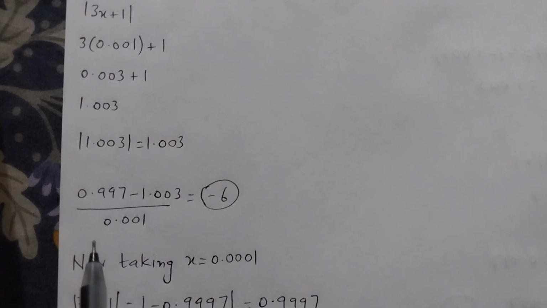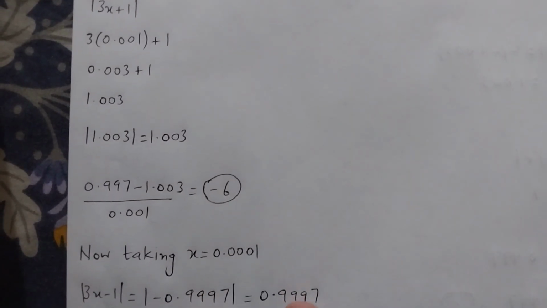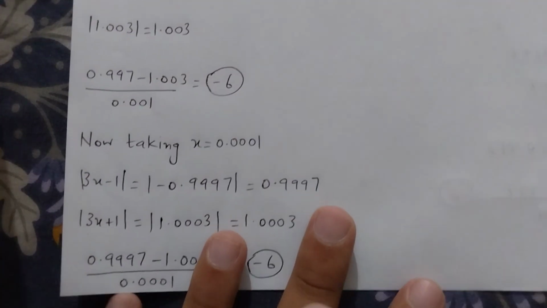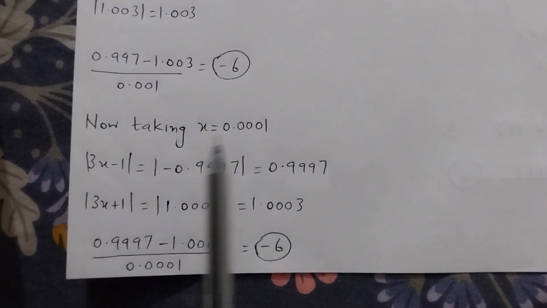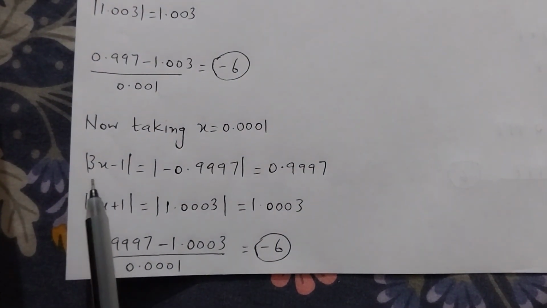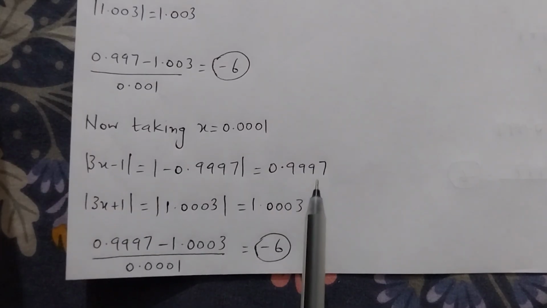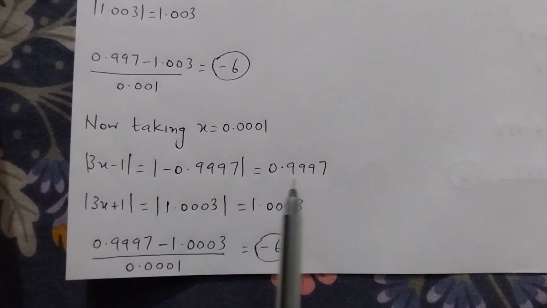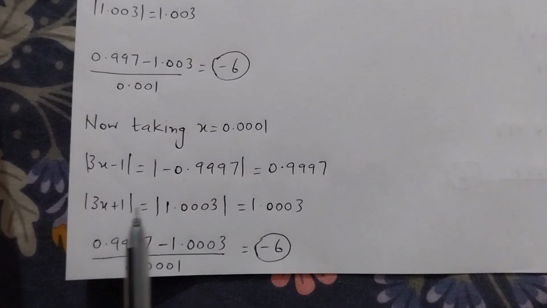Let's take another value of x which is even closer to 0 but still positive. So now I am taking x equal to 0.0001. When we do that, because we have added an extra 0 here, the absolute value of 3x minus 1 has an extra 9 here, so it is equal to 0.997, and the absolute value of 3x plus 1 is equal to 1.003. And when we calculate the value for our expression, we get the answer equal to minus 6.